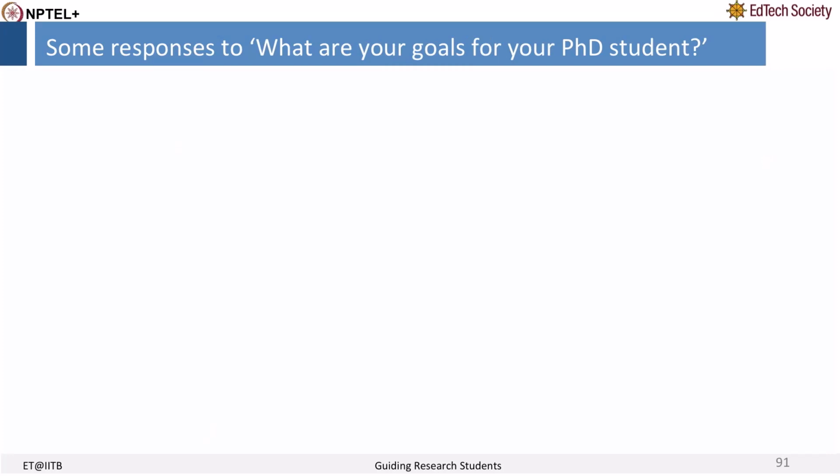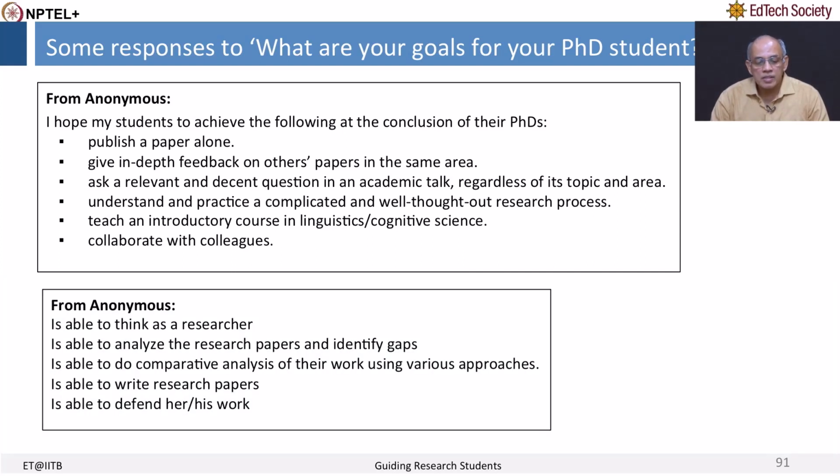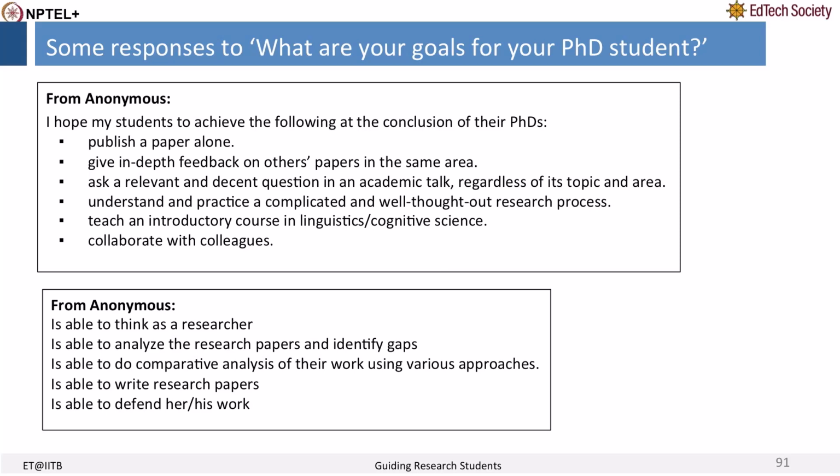And finally, when we look at what are your goals for your PhD student, from anonymous we see: I hope my students achieve the following, like publishing a paper, giving in-depth feedback on others' papers in the same area, asking a relevant and decent question in an academic talk, regardless of its topic and area, teaching an introductory course in linguistics or cognitive science, collaborating with colleagues, that's an important one. Another anonymous says: able to think as a researcher, able to analyze papers, able to write papers, and able to defend her or his work. So this argumentation skill is again a very important thing.